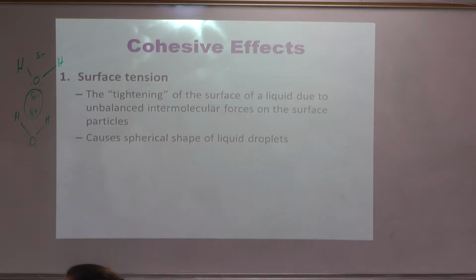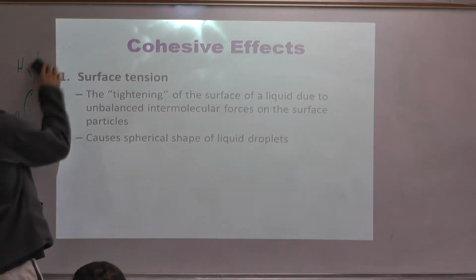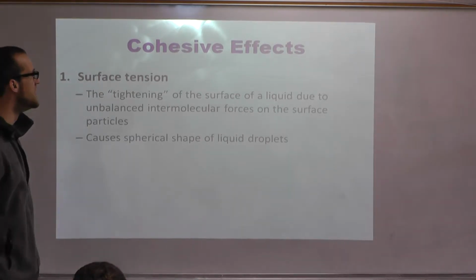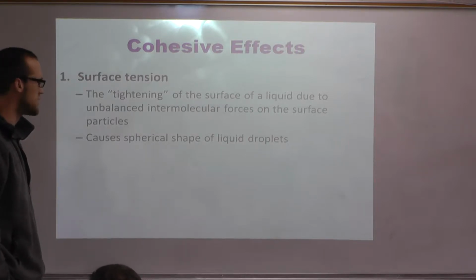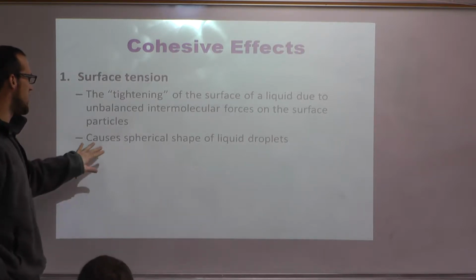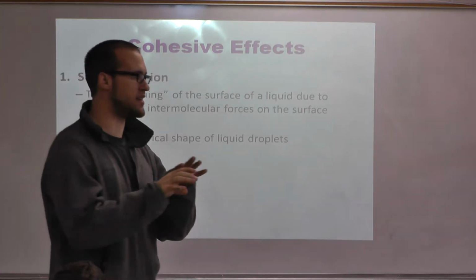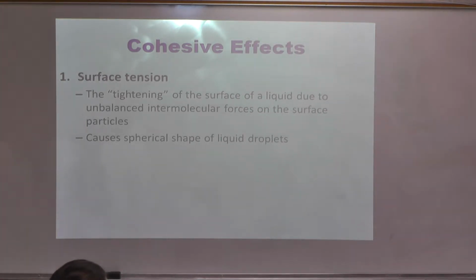Surface tension is a type of cohesive force. It's water being attracted to water that causes surface tension. Oh, I love this one. It's the tightening of the surface of a liquid due to an unbalanced intermolecular force, and I have a little visual that will help show this. This is why droplets of water will form a sphere, because a sphere has the least amount of surface area available, and that's what the surface tension is going to do, because you have an unbalance of forces.